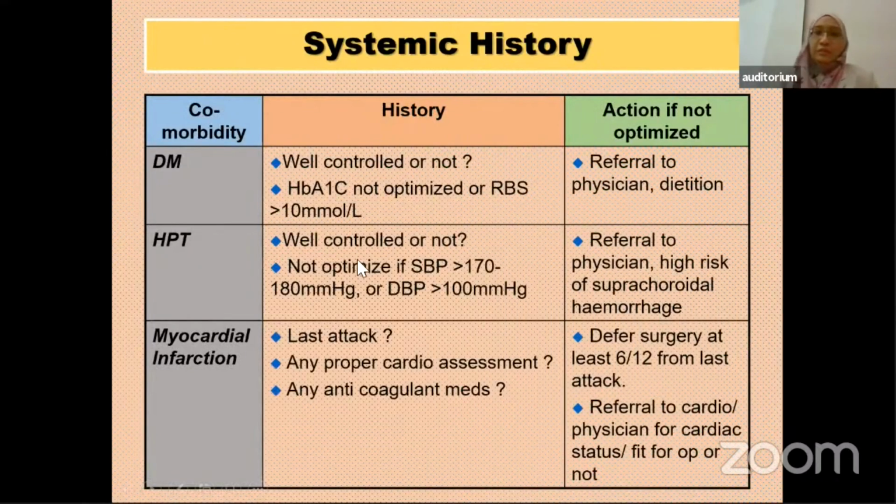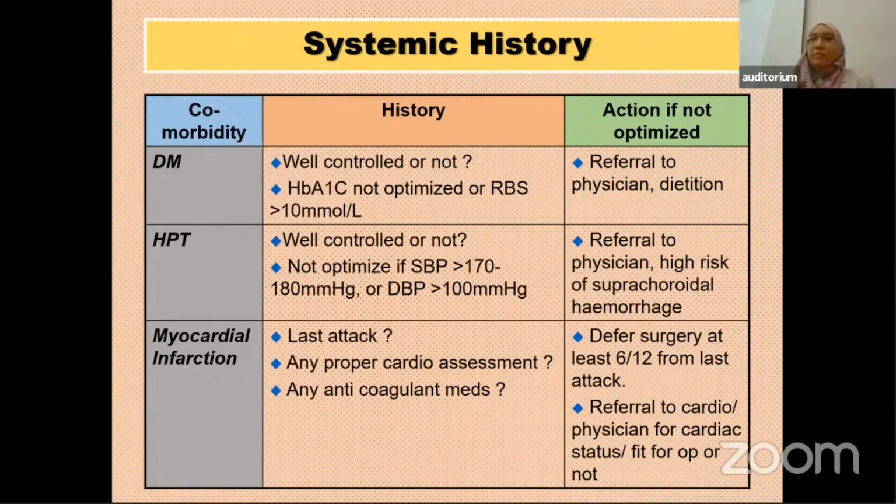Okay, in detail, for patients who have diabetes and hypertension, we need to ask whether it is controlled or not. For diabetes, HbA1c we need to optimize, and the random blood sugar should not be more than 10 millimoles per liter. If it is not optimized, we need to refer to a physician or dietitian to optimize it before planning for surgery. Same goes for hypertension.